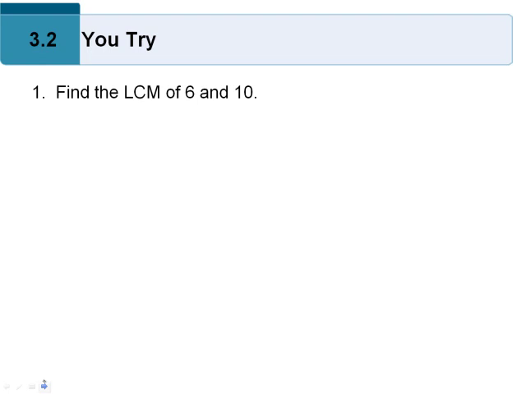All right, number 1, find the LCM of 6 and 10. So those numbers aren't too big. It's not too bad. We're going to start with the prime factorization. Okay, 6 is just 2 and 3, both prime. 10 is 2 and 5. Those are both prime.